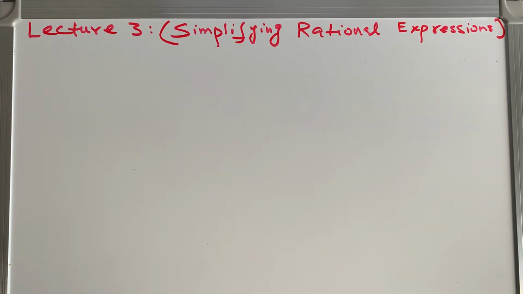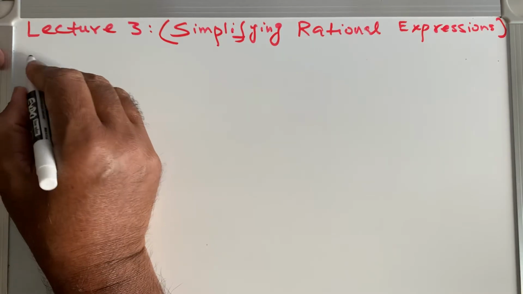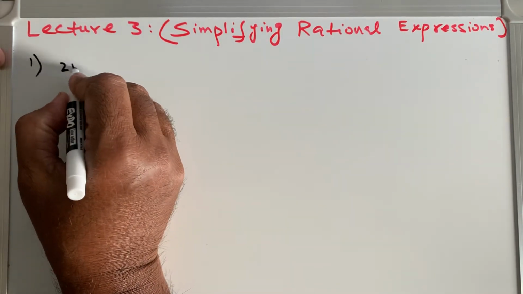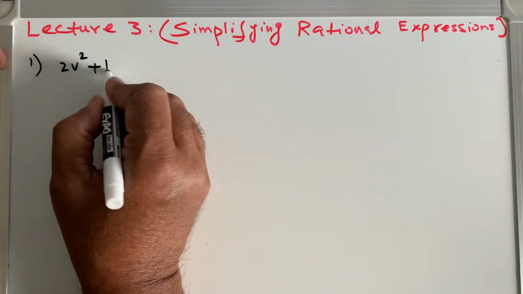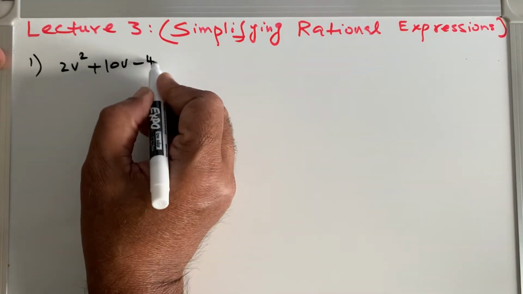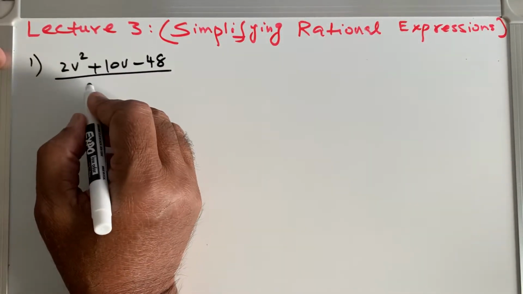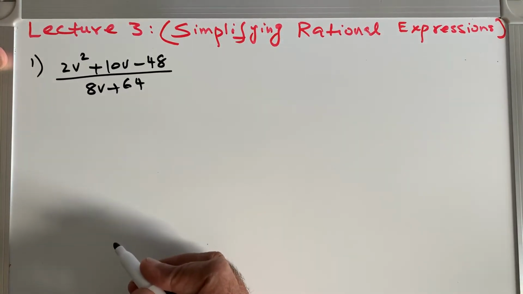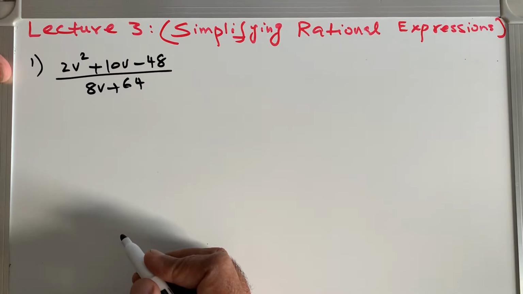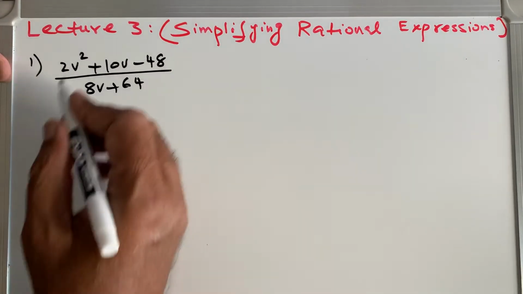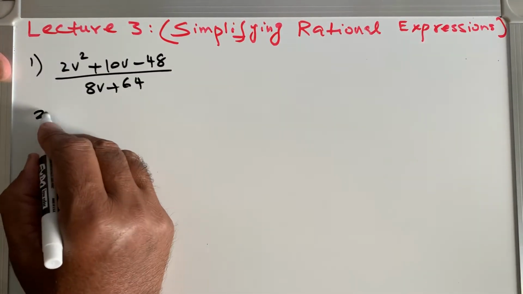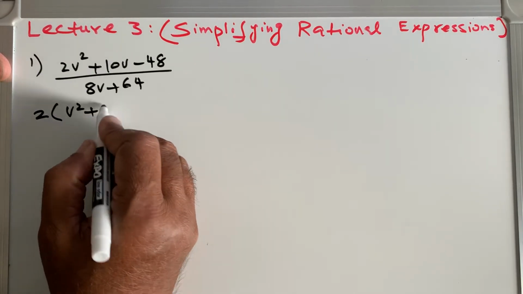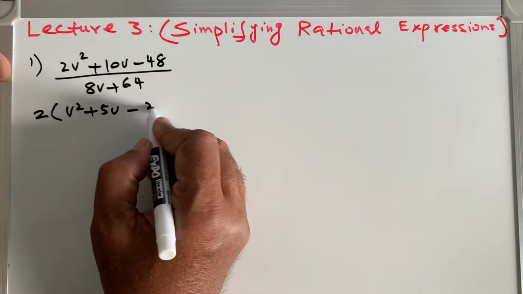So we are continuing our practice for simplifying rational expressions, and we have a few more questions here to practice. Question number 1 is 2v squared plus 10v minus 48 over 8v plus 64. And as we know, we have to see how we simplify this numerator, and we can see that 2 is common. So we are left with v squared plus 5v minus 24.